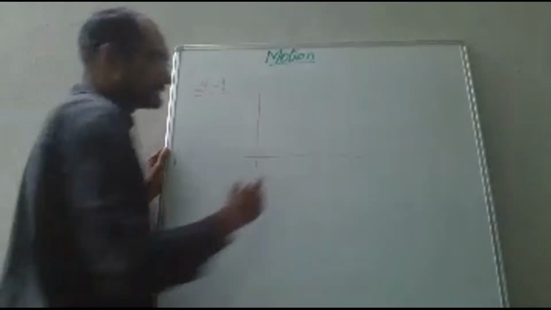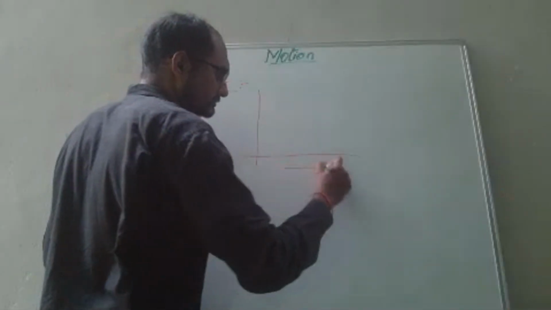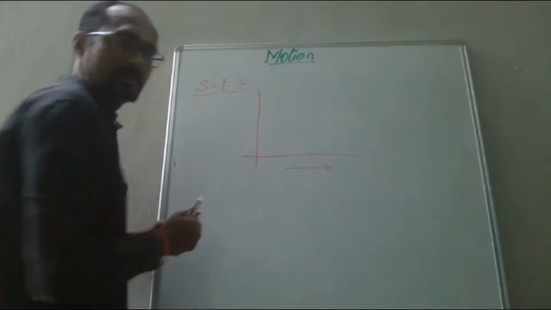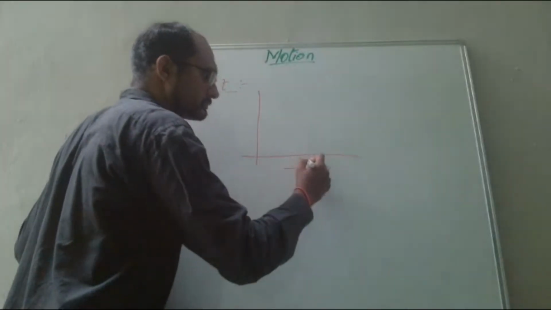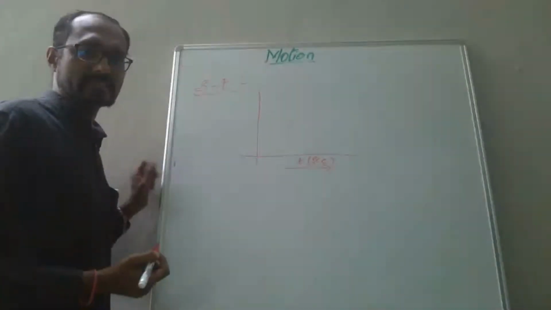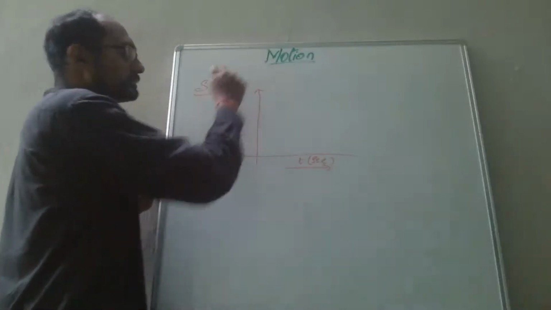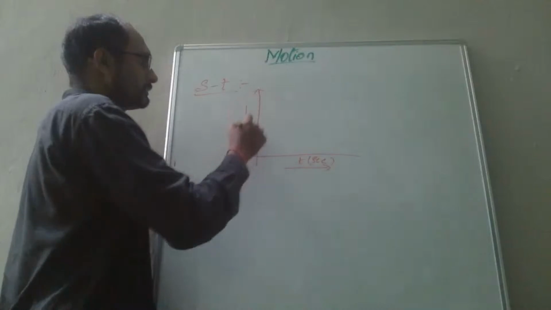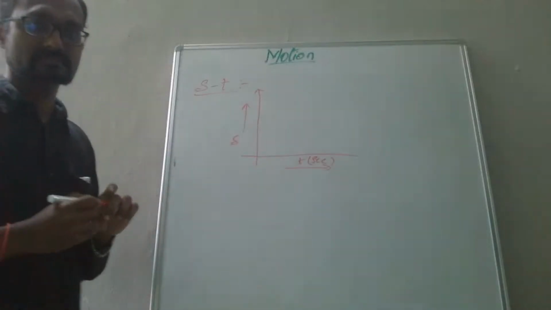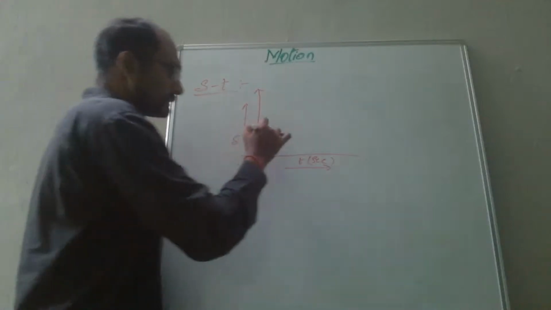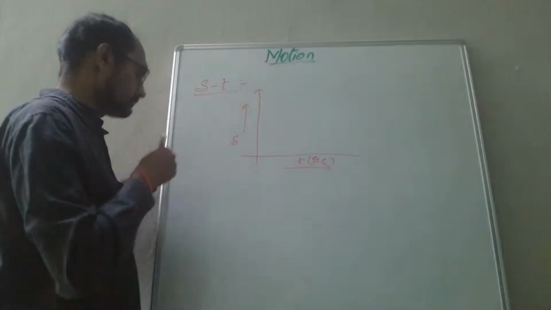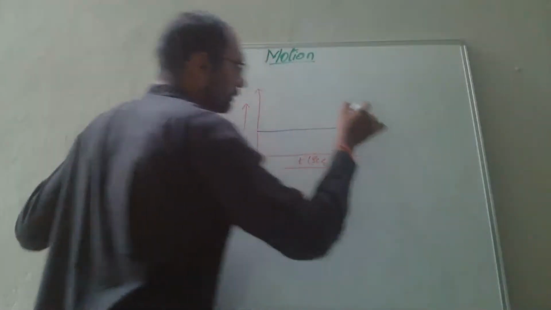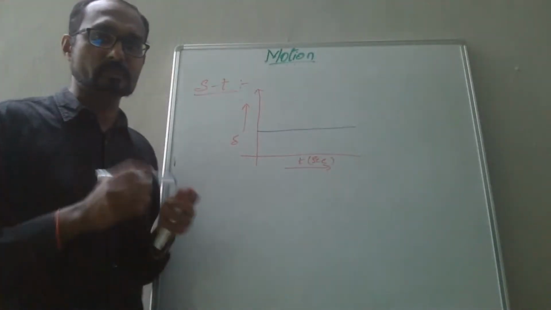I take time in seconds along the x-axis and the position of the body, displacement, along the y-axis. If the graph plotted is parallel to the x-axis, what does that represent?